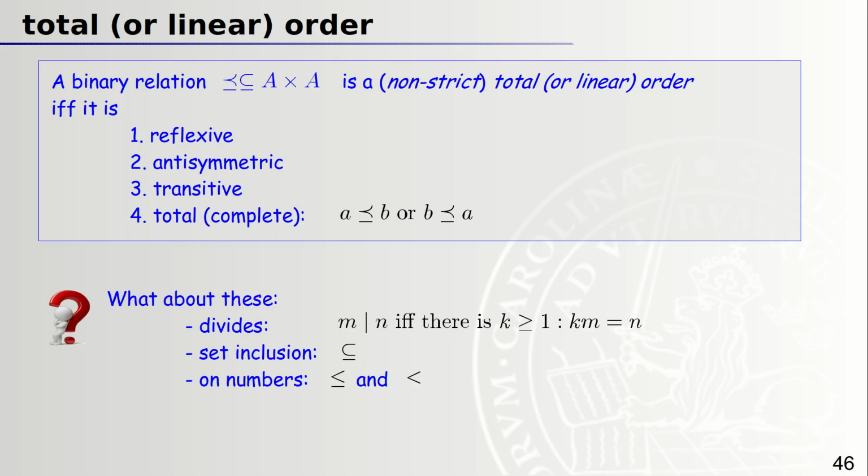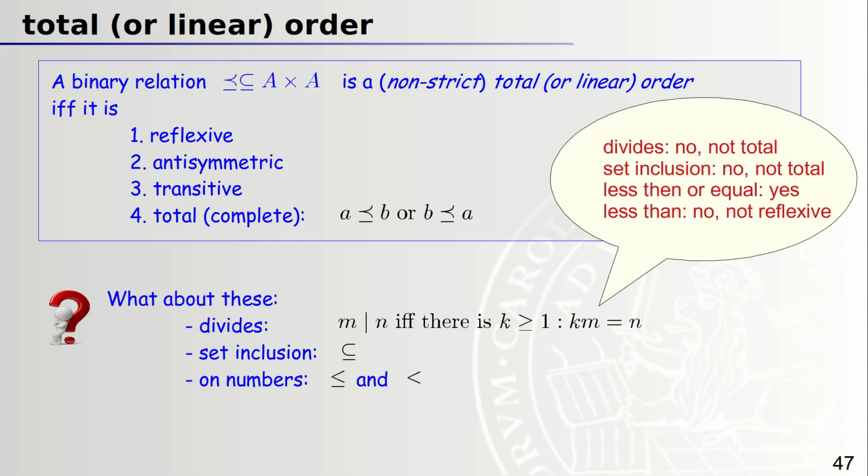Are these relations non-strict total orders? These are the answers. Check against the properties in the definition.